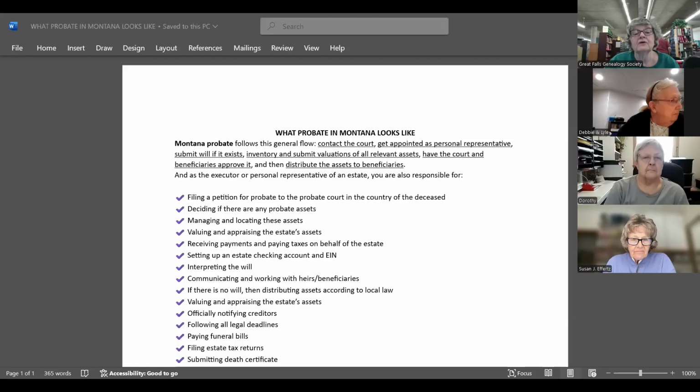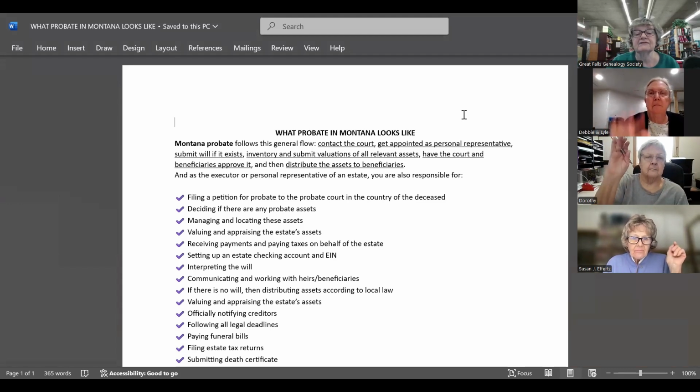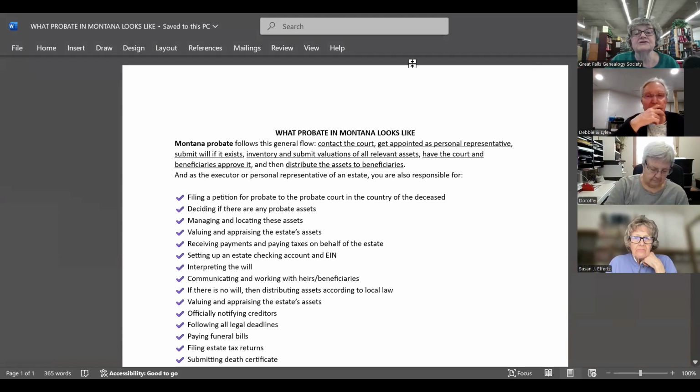First thing that I'm going to show you is three tools really quickly. One, hopefully, that you can see what probate in Montana looks like. Raise your hand if you can see that. Okay, thank you. That's the third thing that I've given you today.